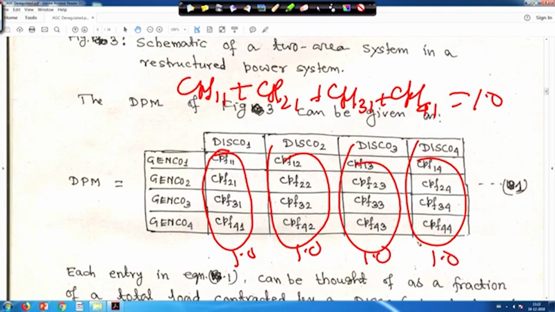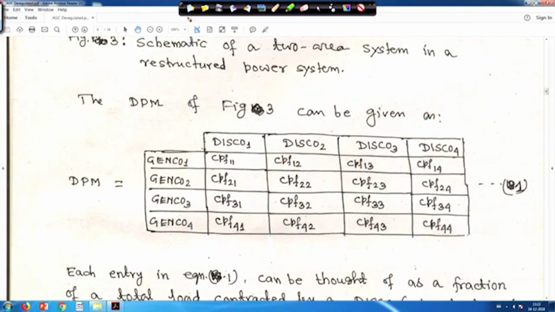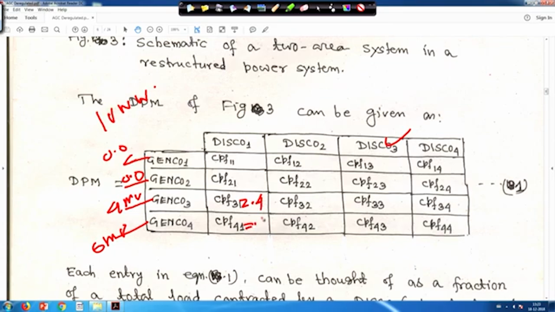So, that means this is the idea for your DISCO participation matrix. Similarly, say this is DISCO 3, right. It is possible that, suppose DISCO 1 has 10 megawatt, but it does not want anything from GENCO 1. So, it will be 0.0. It does not want anything from GENCO 2, it will be 0.0. Suppose it wants 4 megawatt from here and 6 megawatt from here. So, this value will be 0.4 and this value will be 0.6, this is 0.0, this is 0.0, you add all, it will be 1.0, right. So, that is the concept of the DISCO participation matrix, right.